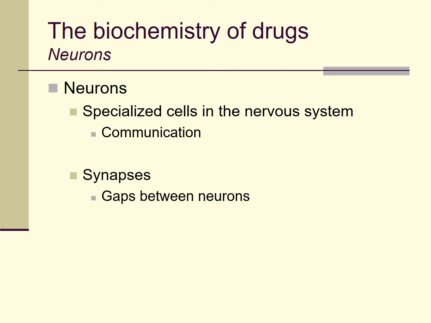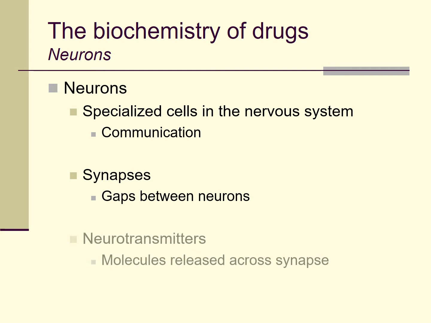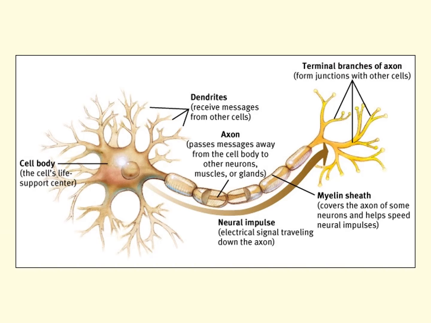Most of these connections occur across small gaps or synapses between one neuron and another. And the way that neurons are able to communicate with one another is usually by transmitting small chemical messengers from the end of one neuron to another. These messengers are called neurotransmitters.